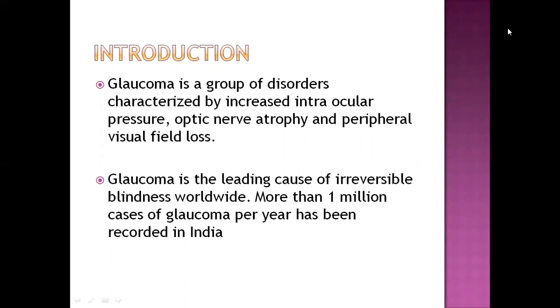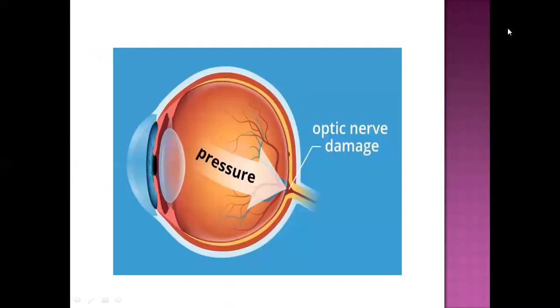Some data about glaucoma. Glaucoma is the leading cause of irreversible blindness worldwide, also in Asia and also in India, Nepal. More than 1 million cases of glaucoma per year have been recorded in India. A picture of glaucoma: due to increased intraocular pressure, it damages the optic nerve, and the perception of vision cannot reach up to the brain. That is why there is gradual loss of vision and irreversible vision loss.